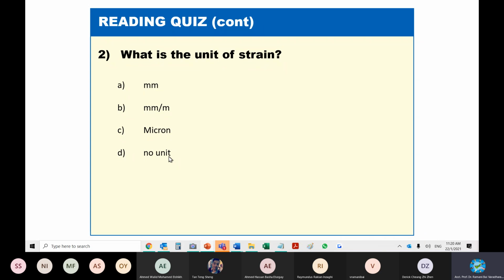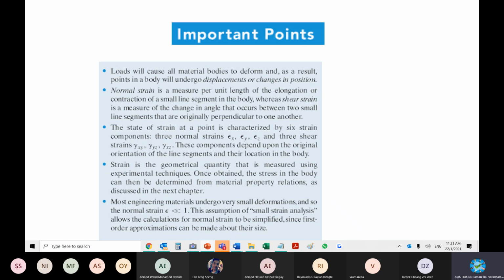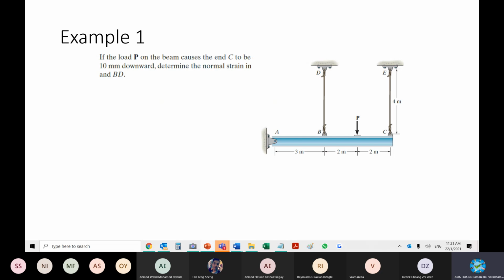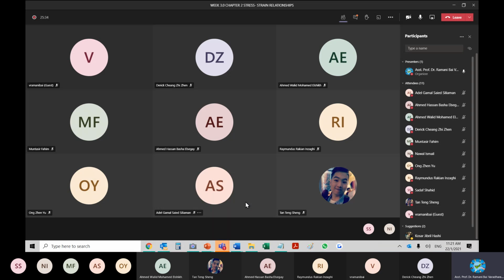What is the unit of strain? D. No unit. Number. Let's see. Okay, I will write some values so that you can understand, then we'll go for calculation. Give me a minute. Use my tablet mode. Easy for me to explain.